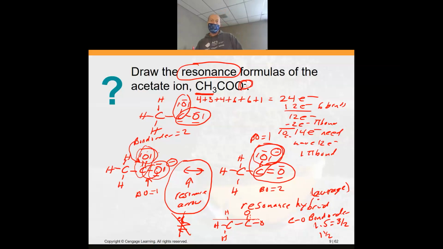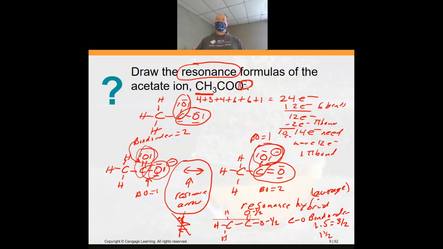The charge of this oxygen, here it has 0 charge, neutral. Here it has a -1 charge. 0 minus 1 divided by 2 is -1/2. So the average for each one of these O's is -1/2. So the charge of each one of those oxygens is -1/2.